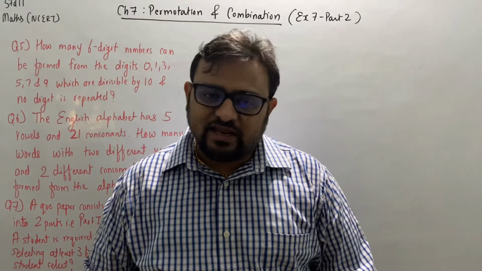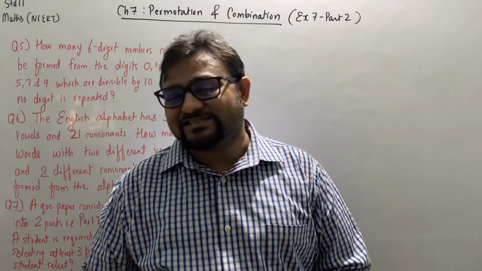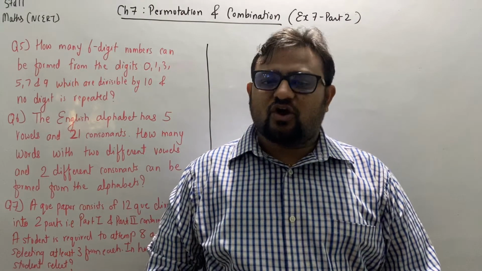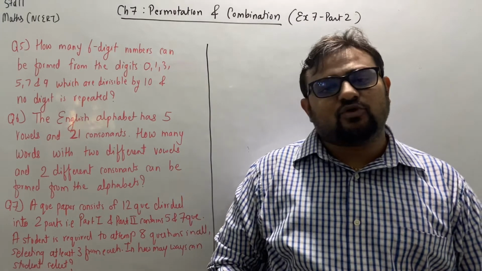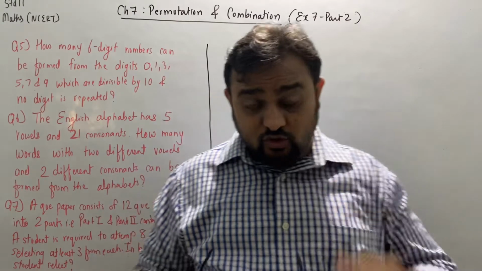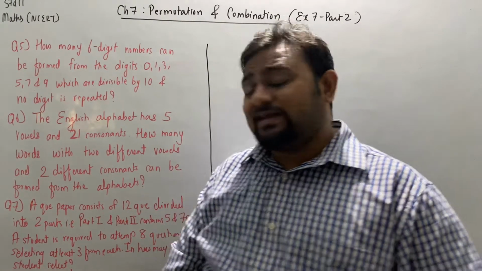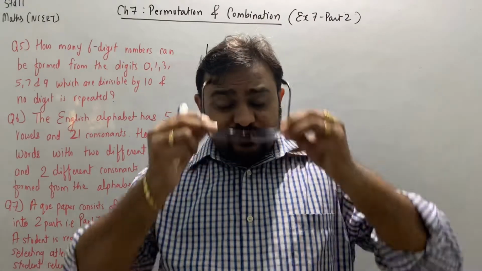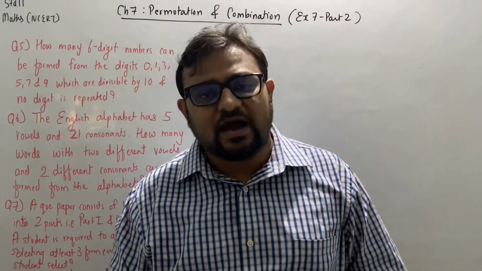Today we will continue with the miscellaneous exercise, that is exercise 7 of chapter number 7, permutation and combination. In our last video we had completed till question number 4. So today we'll start with question number 5.